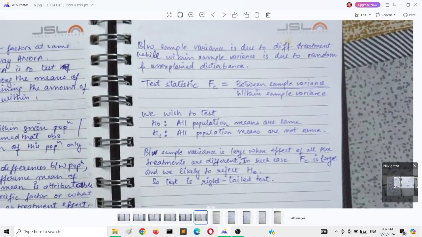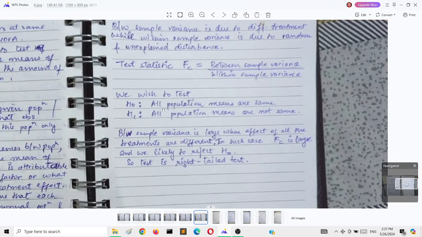Between sample variance is due to the different treatments, while within sample variance is due to random and unexplained disturbance. Between sample variance is nice, because you are actually calculating the variance among the different sets. But in a single sample there is also a variance, and this is due to random and unexplained disturbances, which must not be there, because if it's a single sample, there must be very little variance, as it comes from the same distribution.